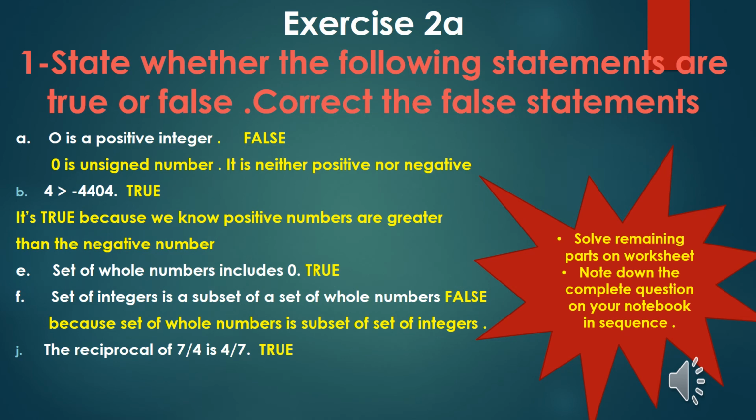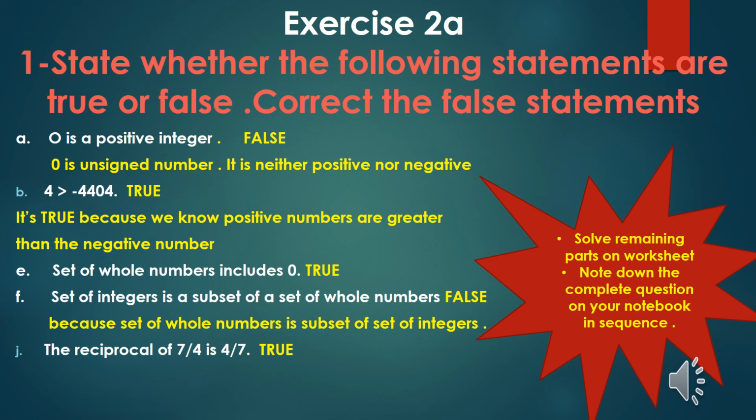Let's solve the first question of exercise 2A. The question is to state whether the following statements are true or false, and if any statement is false, then you have to correct the false statements. So, part A is: 0 is a positive integer. Is it true or false? It's false. Why? Because 0 is an unsigned number.